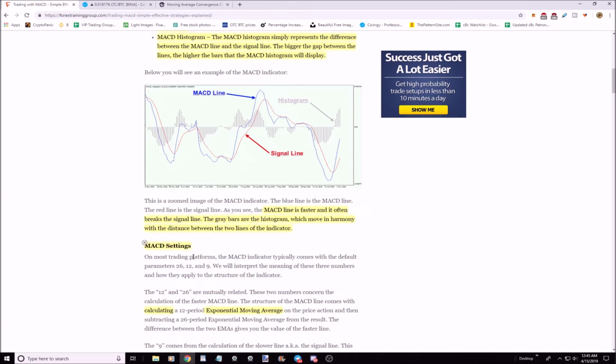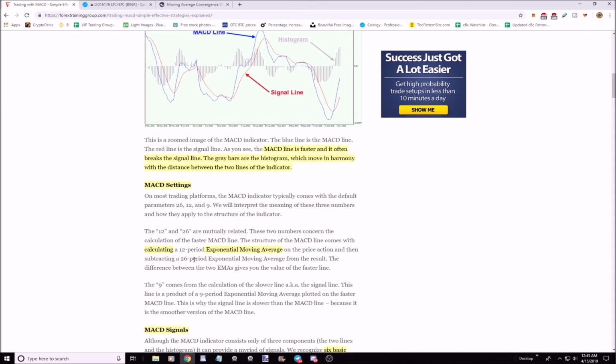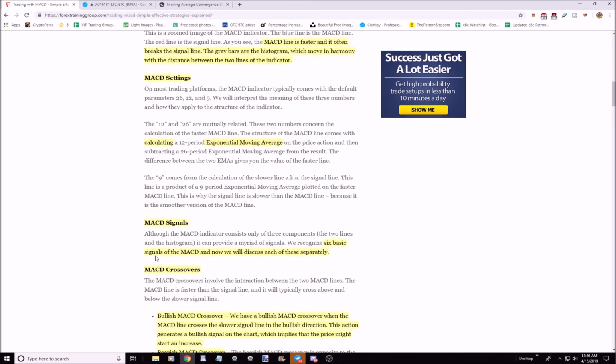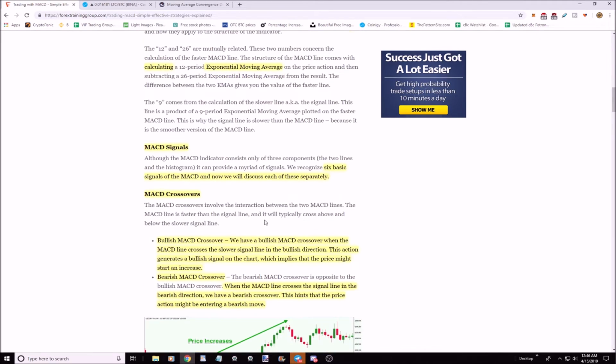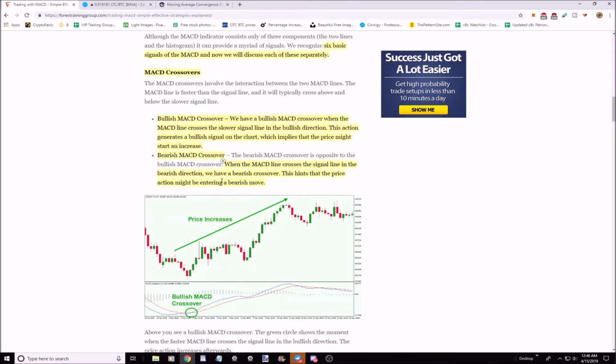The MACD settings are not super important, but basically they use a 12-period EMA, or exponential moving average, and a 26-period EMA to calculate the MACD. The MACD indicator is going to come with parameters of 26, 12, and 9. For now, that's good. MACD signals: there are 6 basic signals of the MACD, and we're going to discuss each one of those separately, possibly more than that.